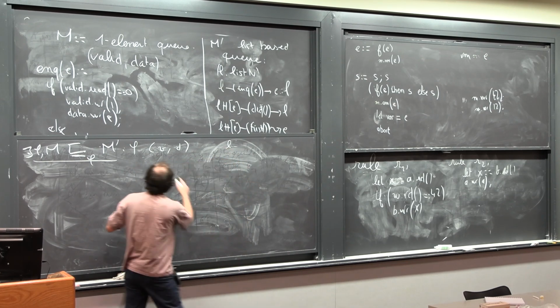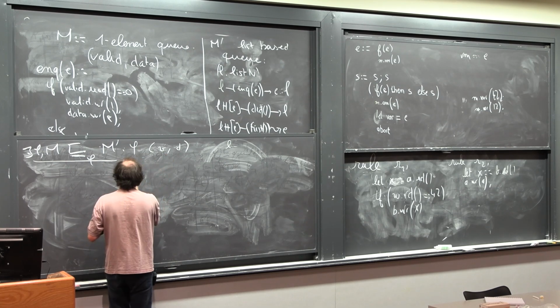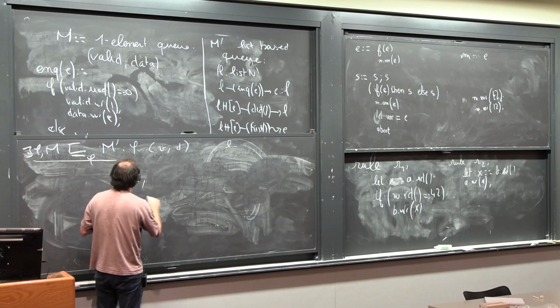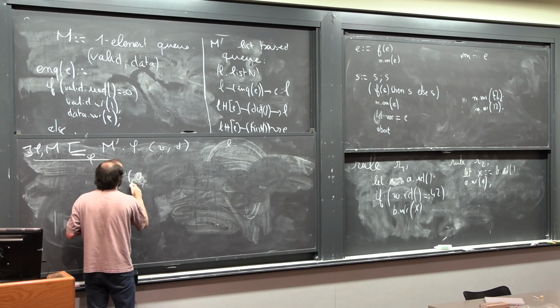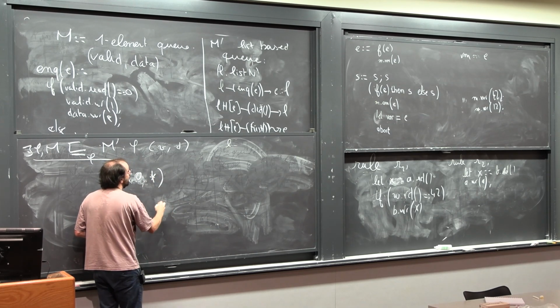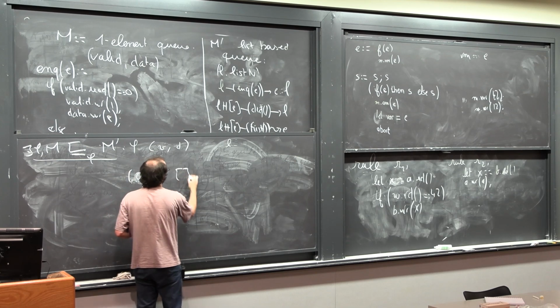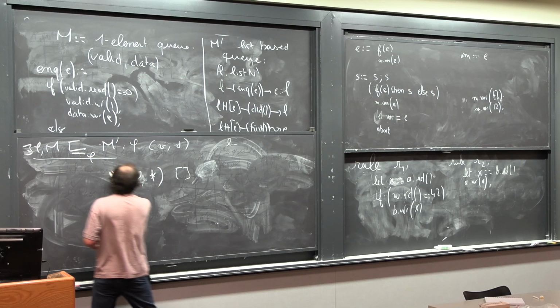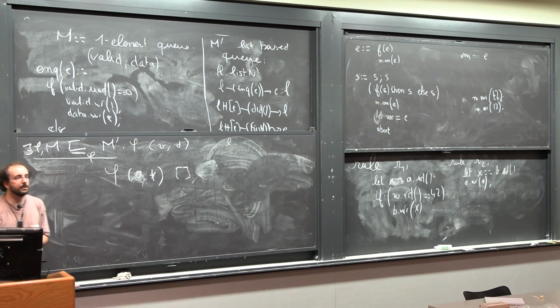And what you're saying is that if valid is false, and then let's write 0. False, and then anything, empty list is in the relation. Right, that's what you're saying. Okay, like that. Okay, anything else?